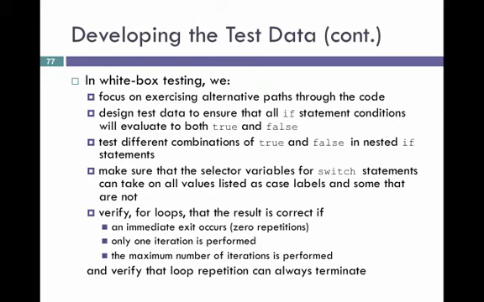Now in white box testing, we want to focus on exercising alternative paths through the code. We design test data to ensure that all the if conditions will evaluate to both true and false, and then test different combinations of true and false if we have nested if statements. And make sure the selector variables for switch statements can take on all the values listed in the case labels and some that are not. Verify that loops are correct: an immediate exit occurs, 0 repetitions or just 1 repetition or the maximum number of iterations, and verify that the loop repetition can always terminate.